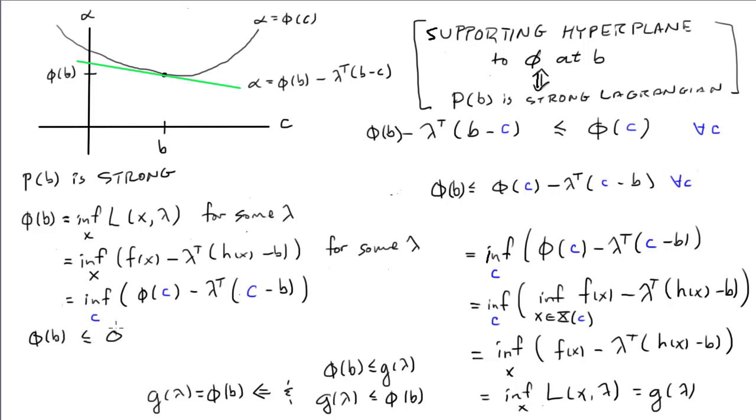So phi of b is a lower bound for all the hyperplanes. There's a supporting hyperplane by just taking the lambda term to the other side. And we're done.